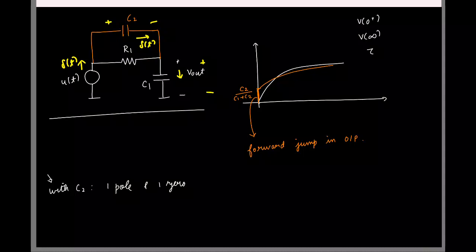But it is not as though if you apply a step here, I'll get the response. So the time advance doesn't say that if we apply a step here, I'll get a response for t less than 0 itself. That's not the case. You'll have a push in the correct direction at t equal to 0 plus, so that the output could settle faster.